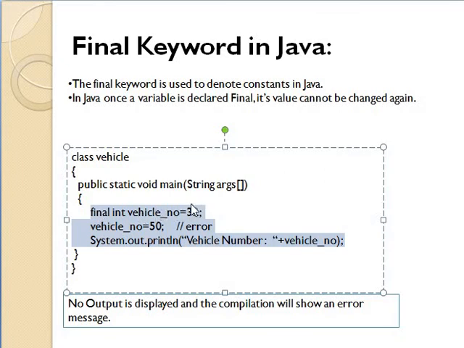Now that the constant value 32 has been supplied to vehicle no, later on that constant value cannot be replaced with this new value 50. That's why the compiler has generated an error message, and the program stops immediately when the error has been encountered at this line.